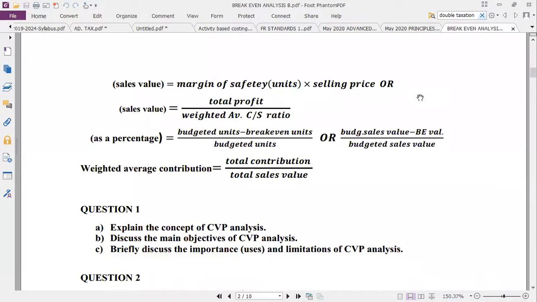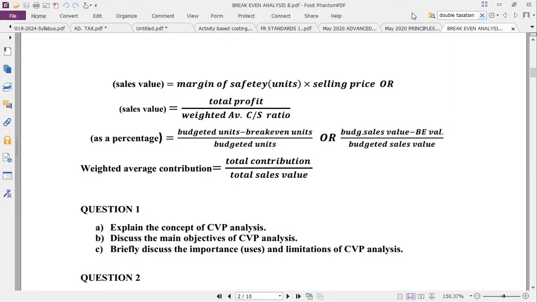Everything about question 1. I like the C. Question 1C. Briefly discuss the importance or uses and the limitation of CVP analysis. I need 5 points. Can you raise 5 points for me? And then the B. Discuss the main objectives of the CVP analysis. I need that one too. That is all.